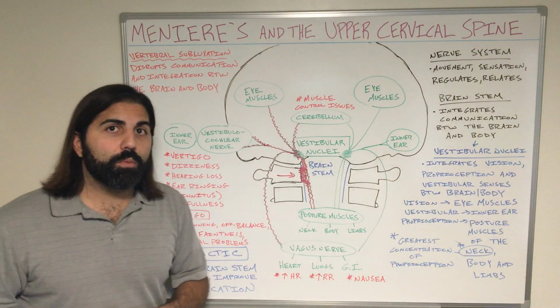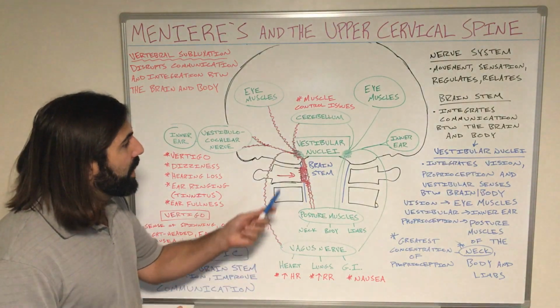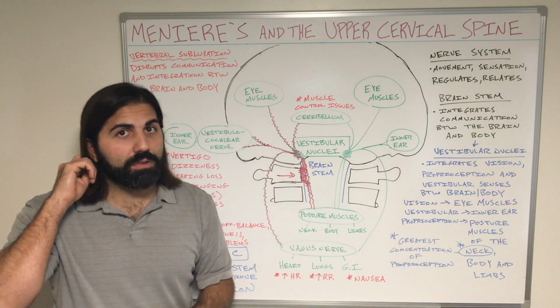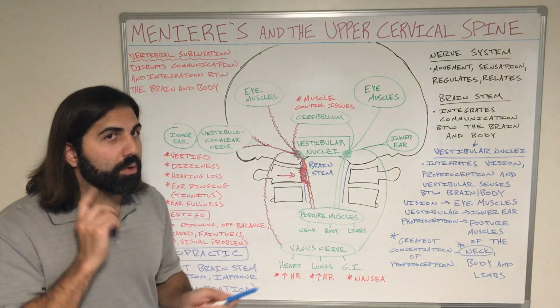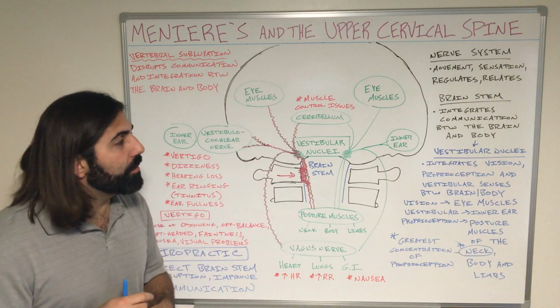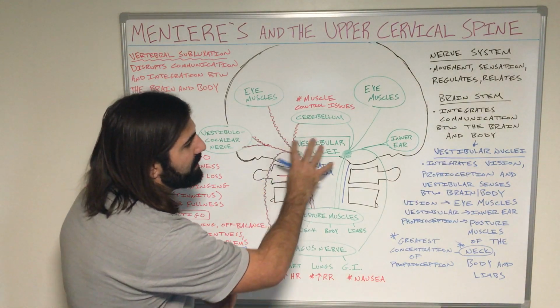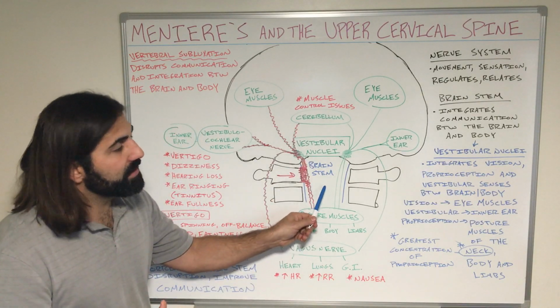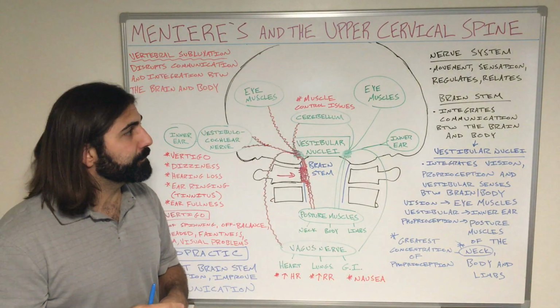In the upper cervical spine, we focus on four main areas. We have the occipital bone, found on the base of our skull, the atlas bone, or the first cervical bone, the axis bone, or the second cervical bone, and then housed and protected in these three bones, we will find the brainstem area of our nerve system.